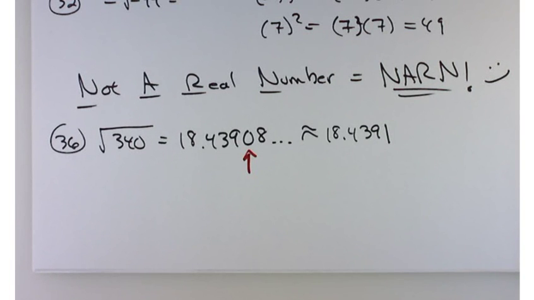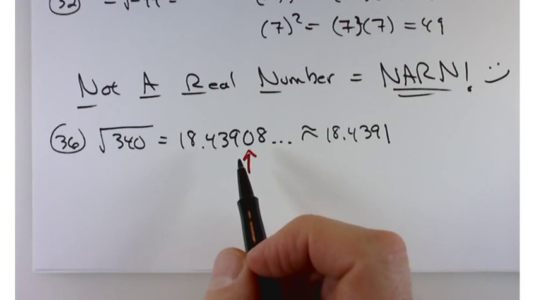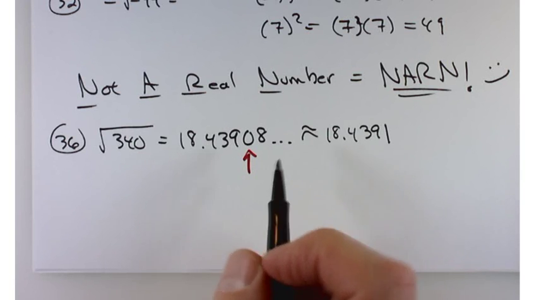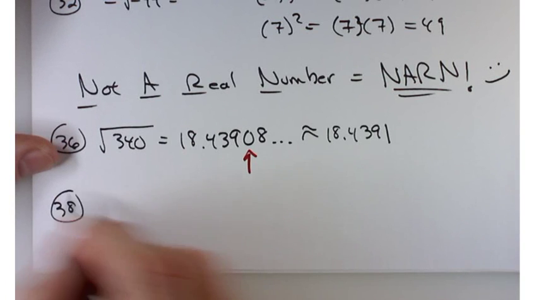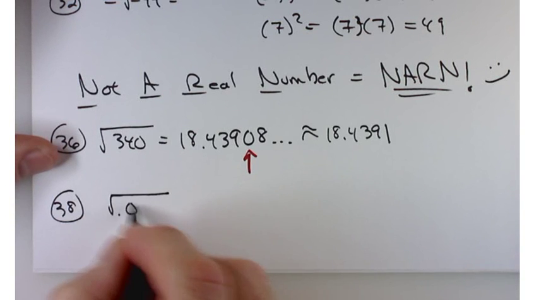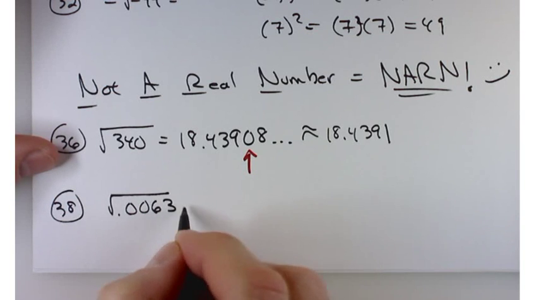But if I ask you to round it to a specific digit, then I'm asking you to take the time and be careful about where you round it. I'm also going to give you a point of credit for rounding it correctly. That'll be part of the problem. Why don't you try problem number 38? Same kind of thing. Square root of 0.0063.